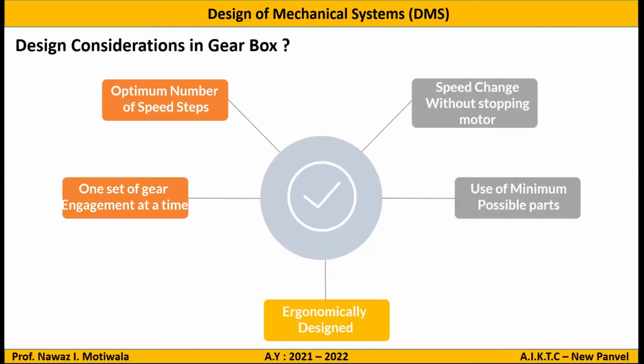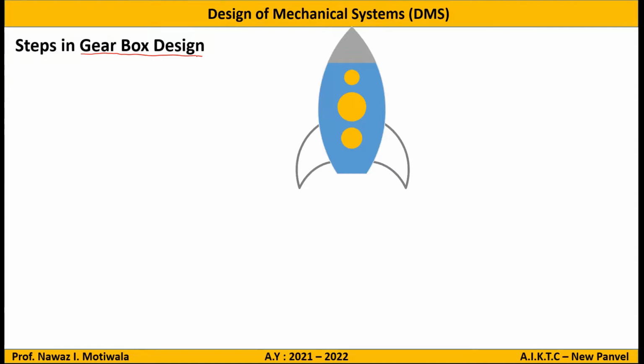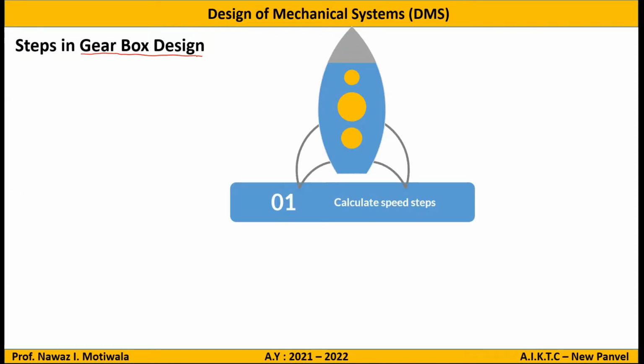Good afternoon to all. Now let us go to the main part, that is gearbox design. How to design a gearbox? There are four simple steps. The first step in gearbox design is this one: calculate speed steps, meaning in how many steps you need to achieve the speed.